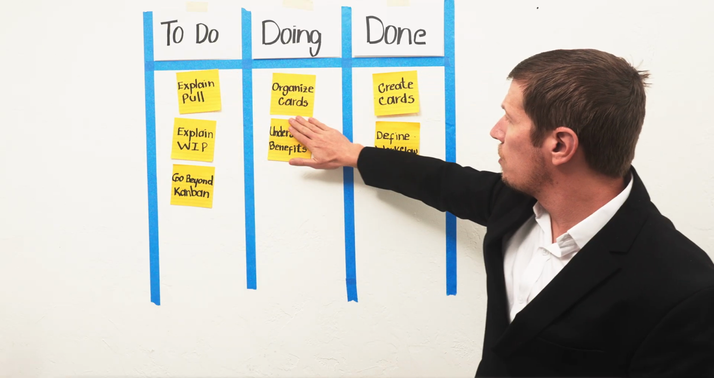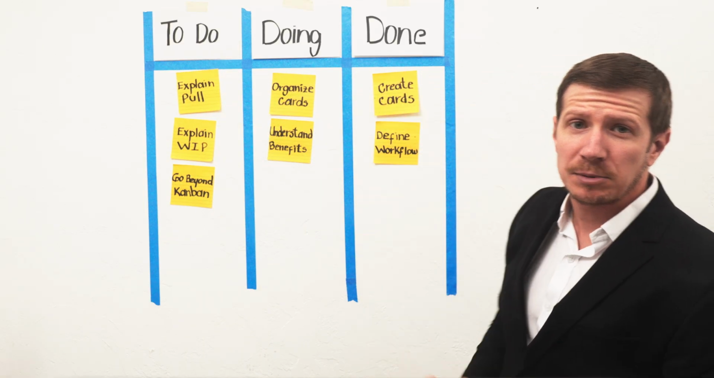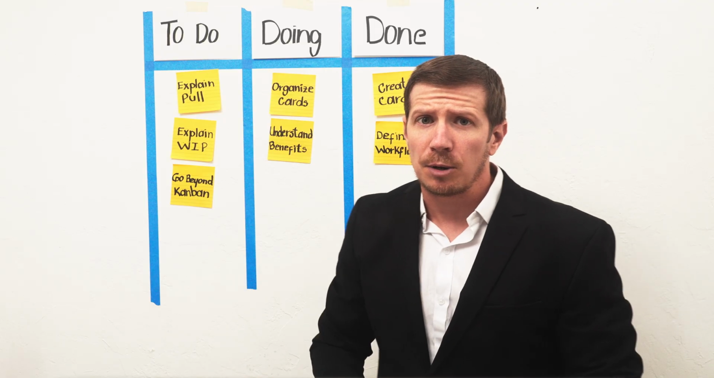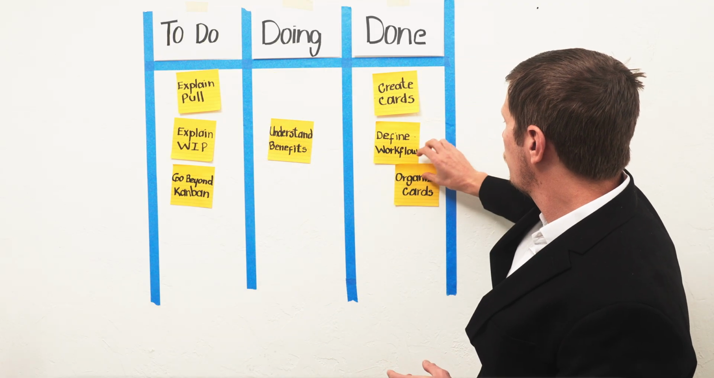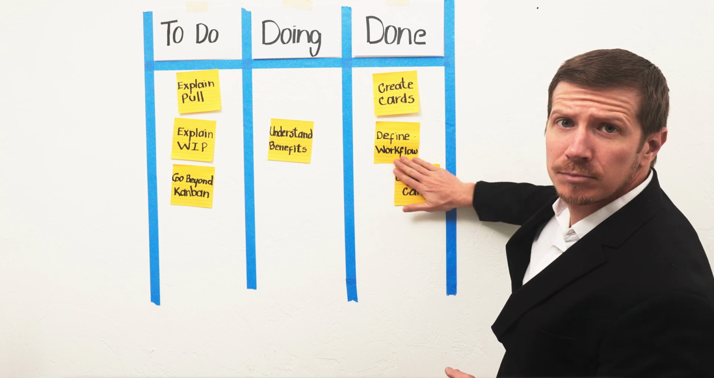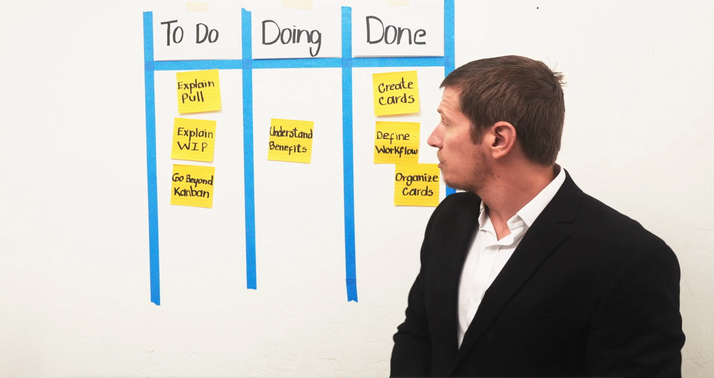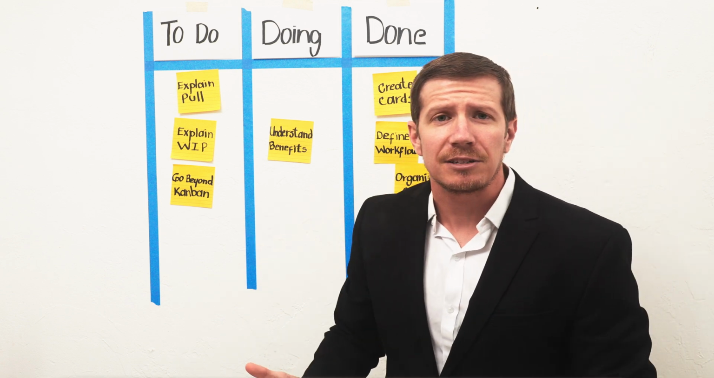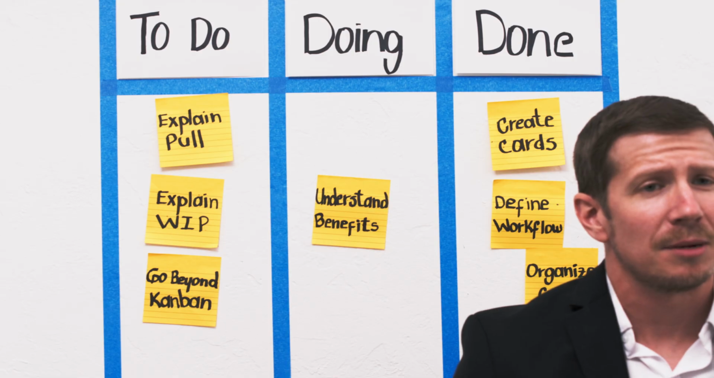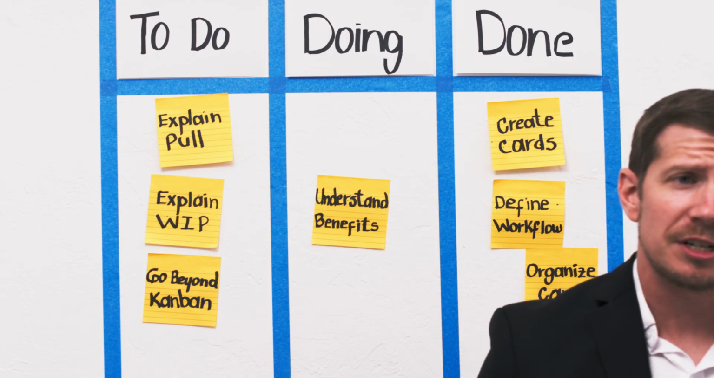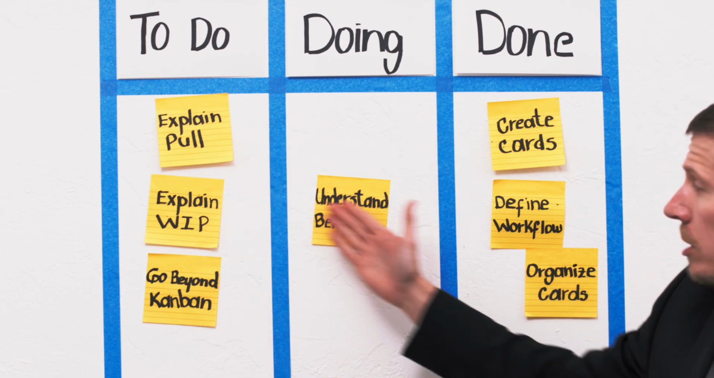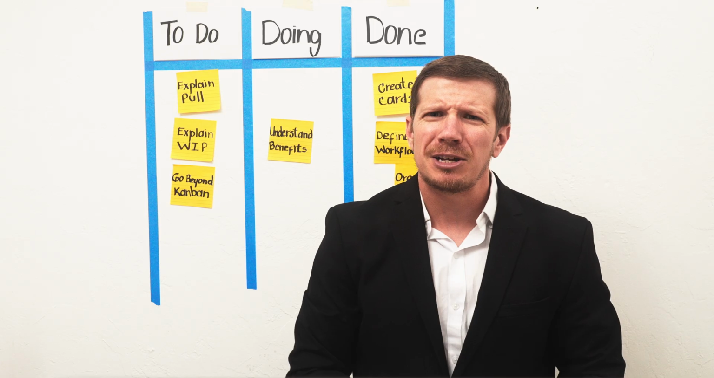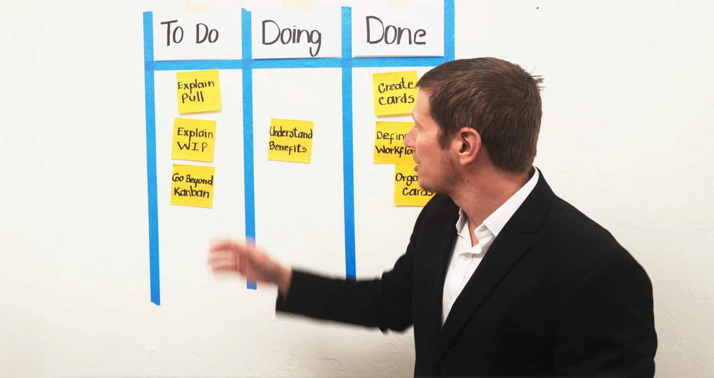To be most useful, a Kanban board should always be kept up to date. So now that I've got the board populated, I'll move the organized cards to done. I've got capacity to start something else. So what should I do next? Let's inspect the board to understand my options. I could finish explaining the benefits of Kanban or pull one of the cards from to do into doing. Since I just mentioned pull, now's a good time to explain it.